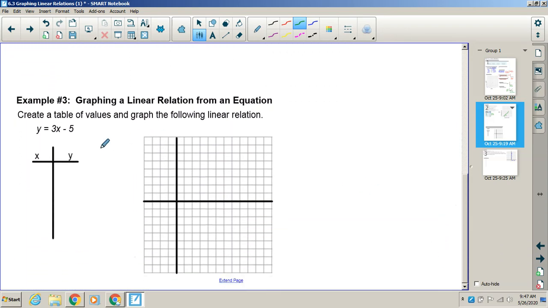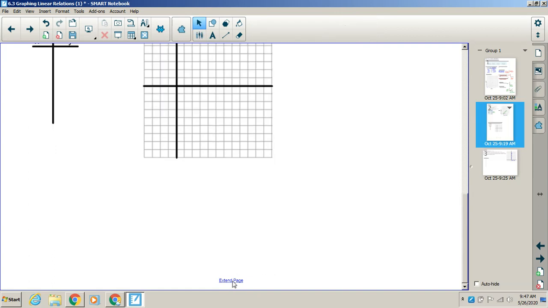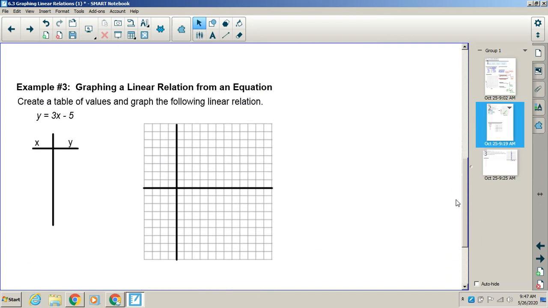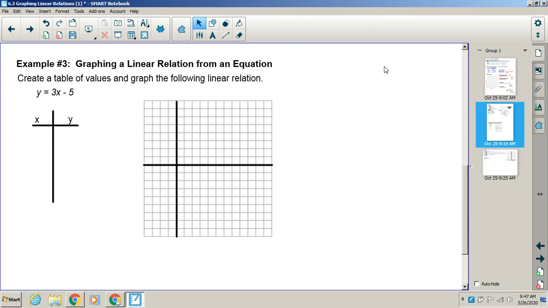Well, let's have a look at this next example. In this one, you'll notice that we're just given the equation of a linear relation, and we're asked to graph it. We have an equation right here, and we have a table of values, and we've got a chunk of graph paper ready to be filled in. So how do I graph this onto here if I'm just given that?